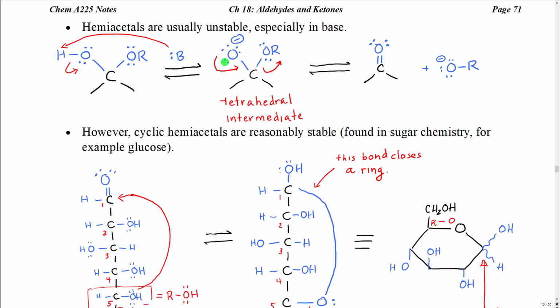Electron pressure from the negatively charged oxygen is going to push down and push out the alkoxide, and therefore the hemiacetal is going to tend to decompose back to a ketone or aldehyde, and then alkoxide, which could be protonated or something at a later stage.